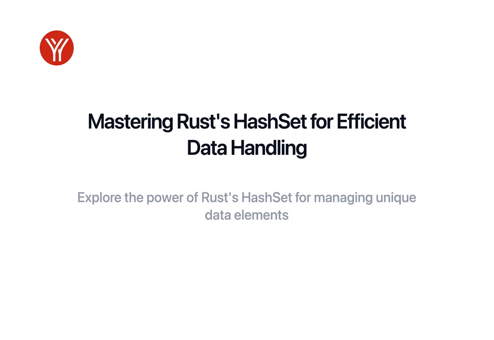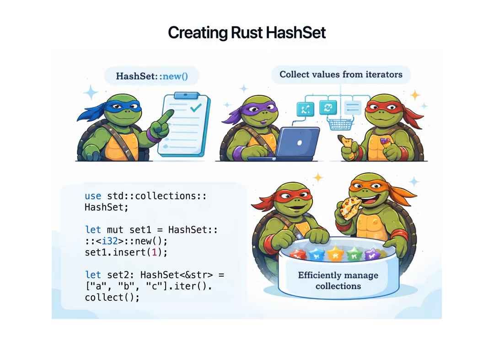Mastering Rust's HashSet for efficient data handling. Explore the power of Rust's HashSet for managing unique data elements. Create a HashSet using HashSet::new or by collecting values from iterators. This allows for efficient management of collections, ensuring each element is unique.